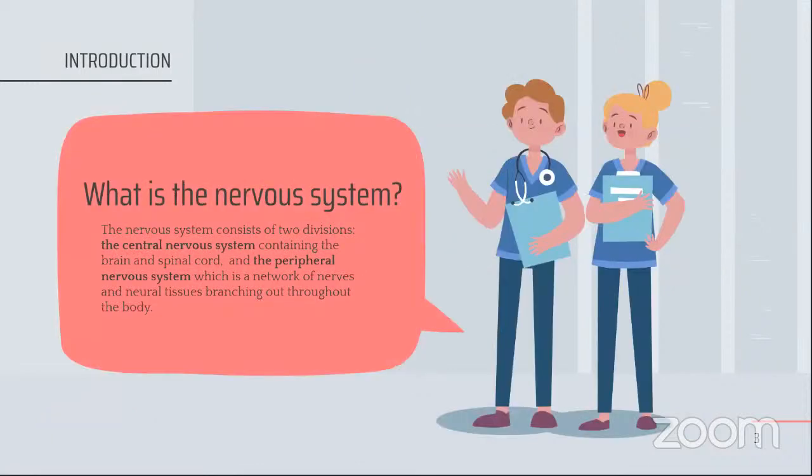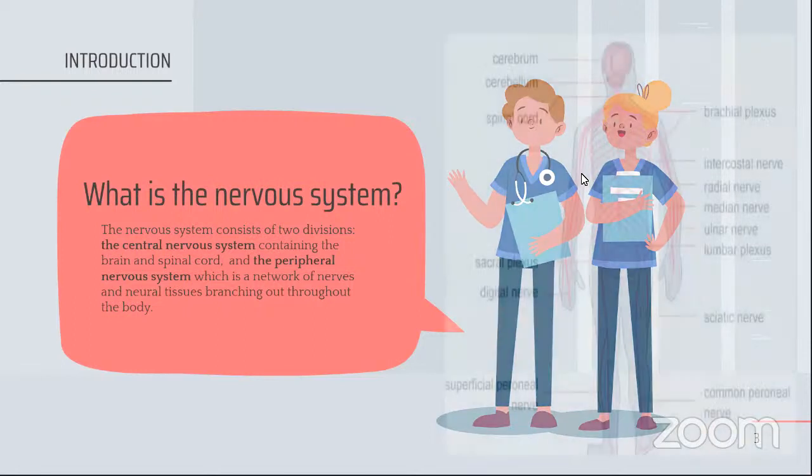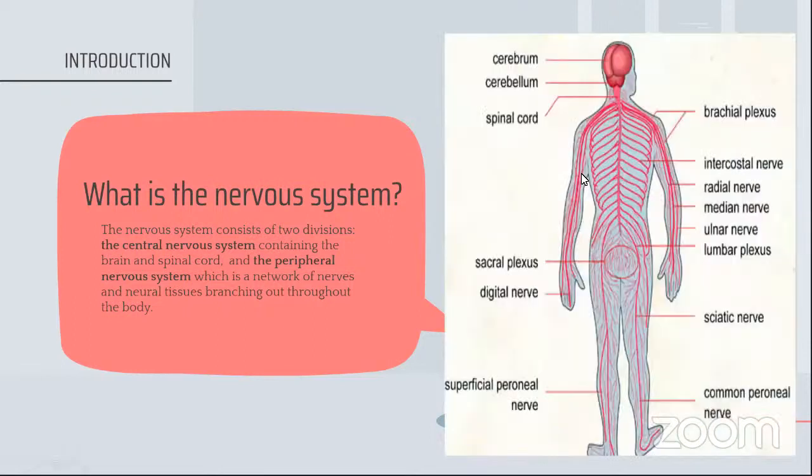The nervous system consists of two divisions: the central nervous system, containing the brain and the spinal cord, and the peripheral nervous system, which is a network of nerves and neural tissue branching out through the body. As you can see in this little diagram, the cerebrum and the cerebellum are the two constituents of the brain. Adding to that, the spinal cord you see in the middle, that's our central nervous system. And as we said, the peripheral nervous system is a network of nerves. So as you see, every nerve emerging out of that central system is part of the peripheral system. And as you see, they go all the way to the whole body.